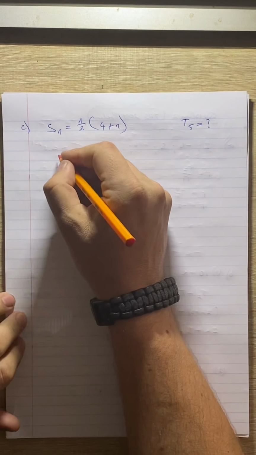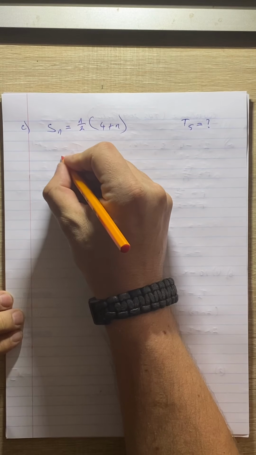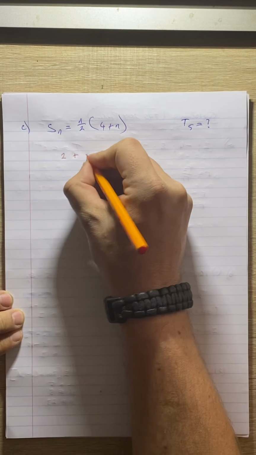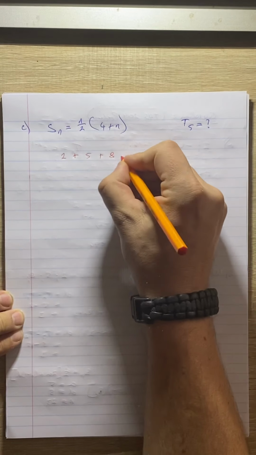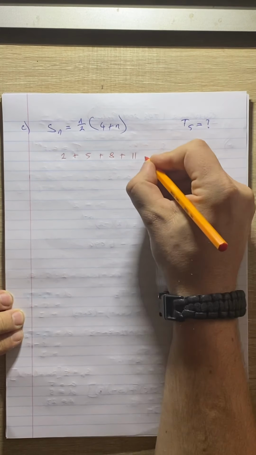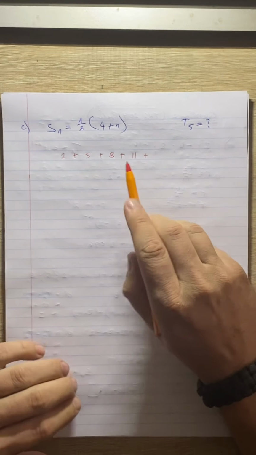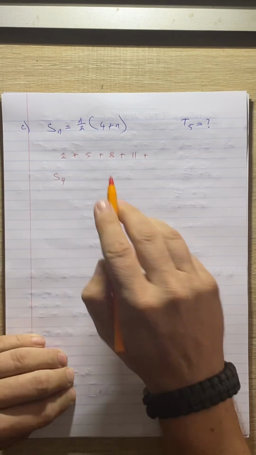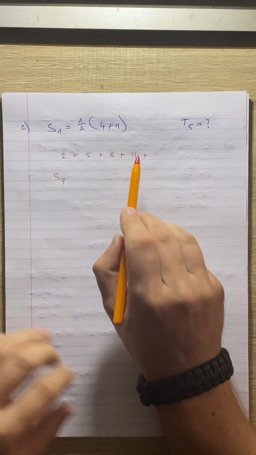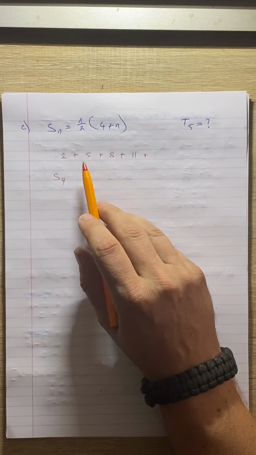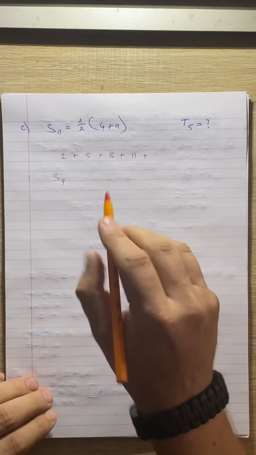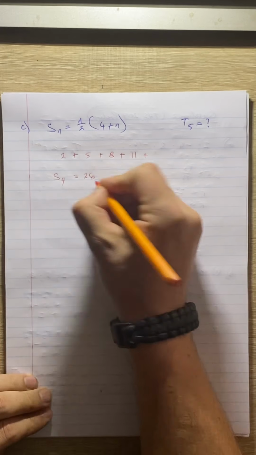Now, before I go into this question, I want to do a side example. So, for example, let's say we've got a series like this: 2 plus 5 plus 8 plus 11 plus, and it goes on. Now, if I take the sum of 4 terms, okay, so I'm going to take 1, 2, 3, 4. Add those 4 terms. So we've got 2 plus 5 plus 8 plus 11. And we get a sum of 26.